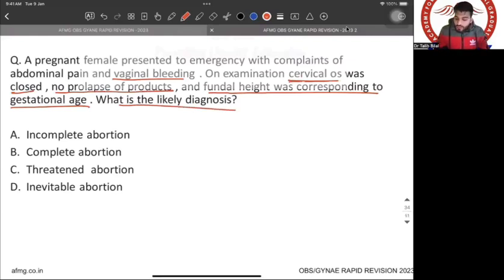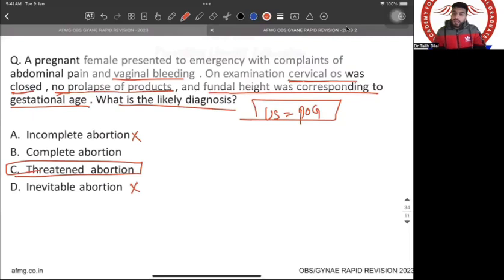The first moment the question mentioned os was closed, that rules out these two, because in these two conditions os is open. Then the difference is between complete and threatened abortion. In complete abortion, the patient says os is closed, but she's giving the history of passage of masses. She's saying I felt the fleshy masses coming outside, I had a big heavy bleeding, but there is no prolapse of products here. And moreover, uterine size is equal to period of gestation. Which type of abortion is that? Threatened abortion. We have already discussed all the abortion conditions in the previous topic.